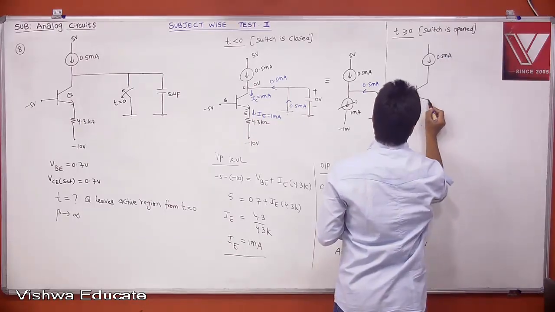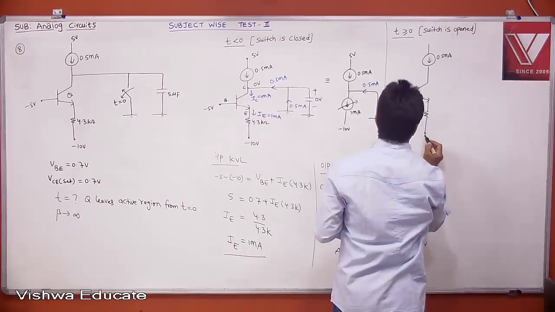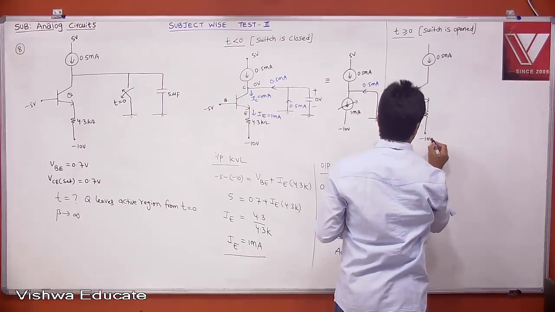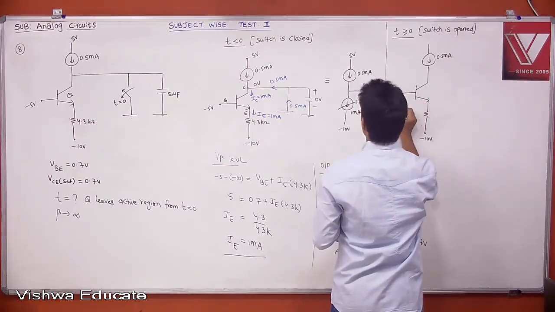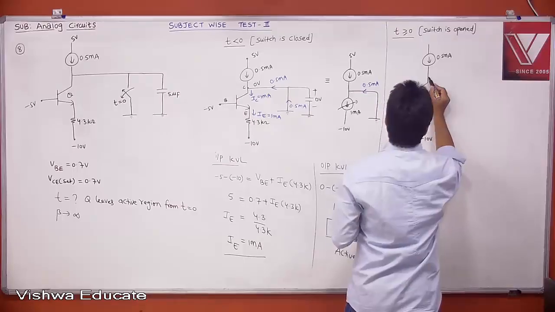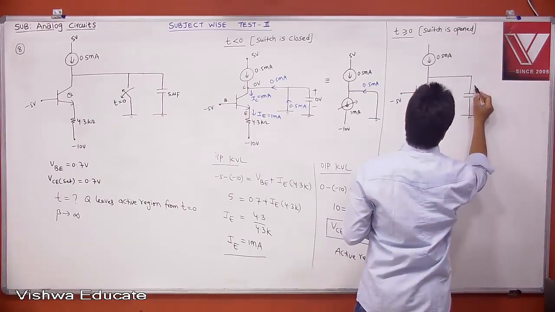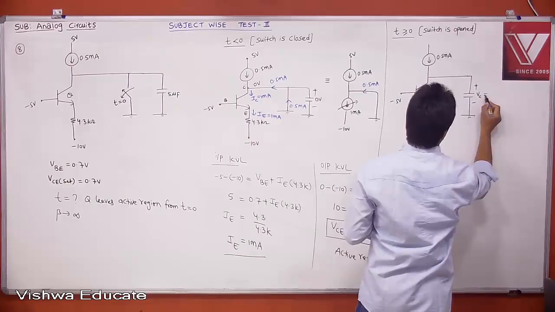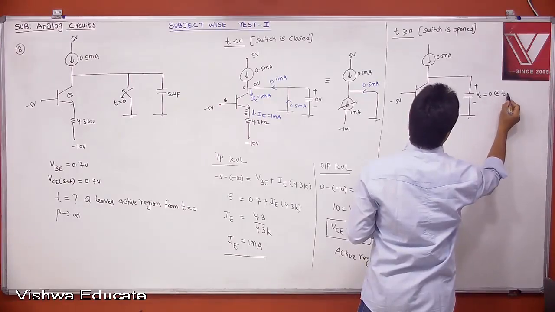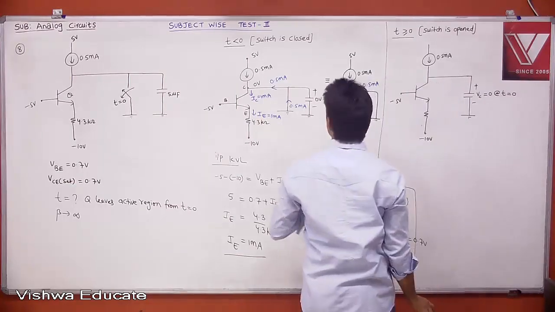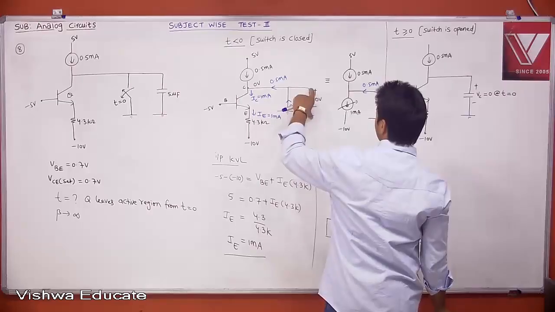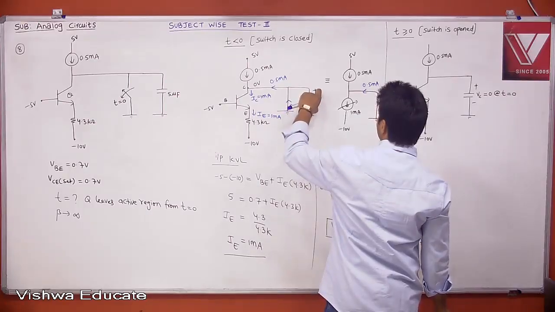This is the transistor, minus 10 volt, minus 5 volt. When the switch is opened, only the capacitor is there now. But initially, what is the voltage across the capacitor? The voltage across the capacitor is 0 at time t equal to 0, because earlier it was a short circuit, so it is 0 at time t equal to 0 only.